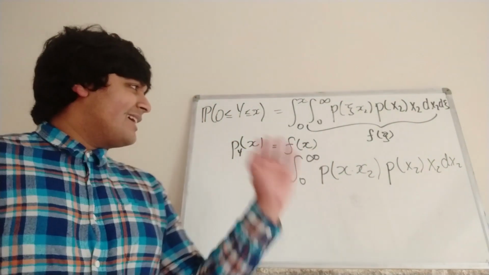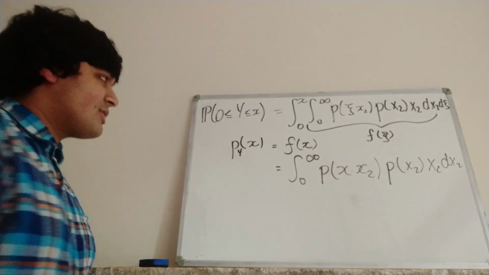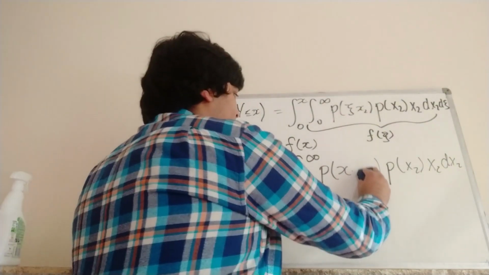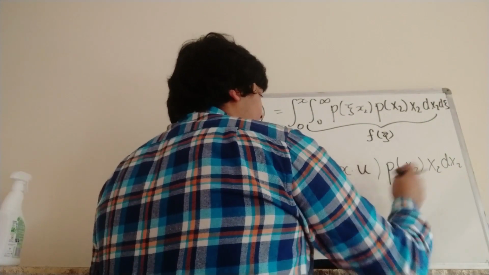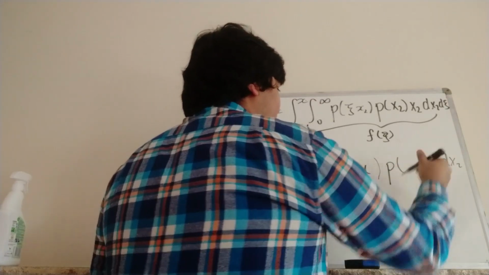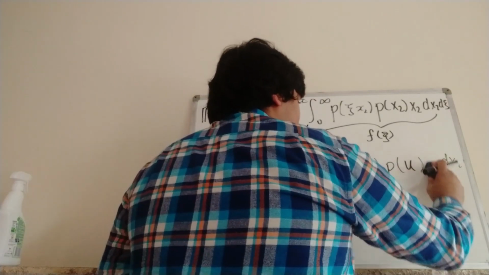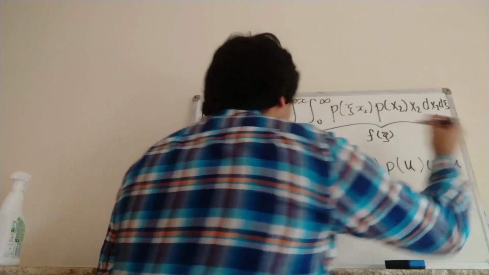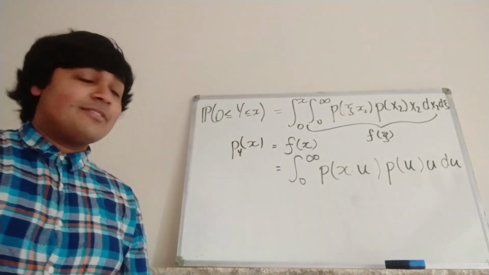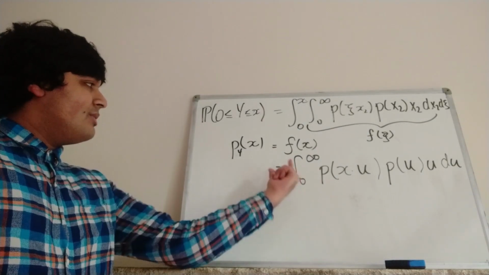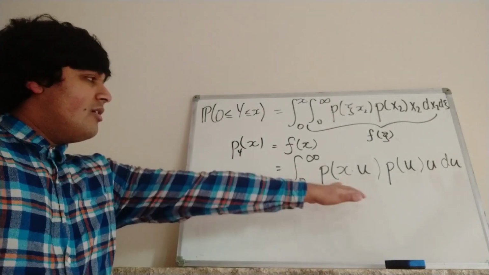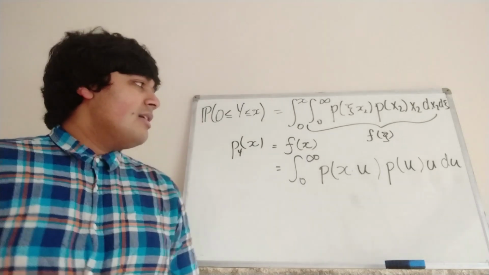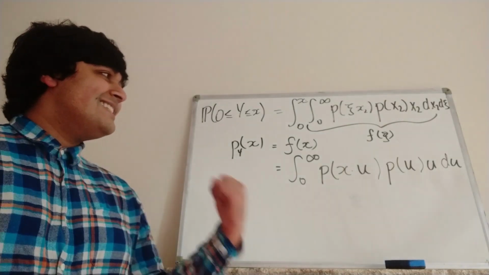Okay, and just so we don't get confused between x's and x2's, I'm just going to swap all the x2's for u's for now. And of course that's fine because x2 is just a dummy variable here. Like so. Okay, so the probability density function for y is equal to the integral from 0 to infinity of this guy here, p of x times u times p of u times u du.